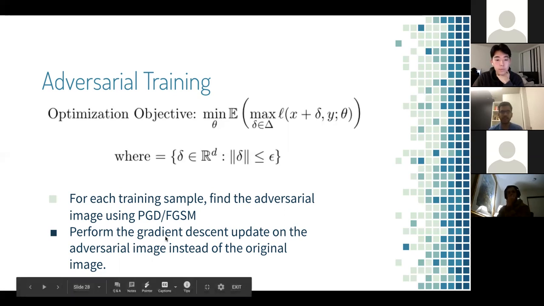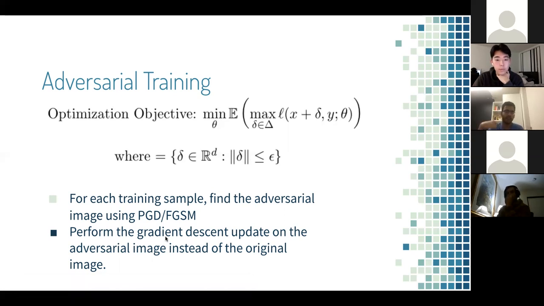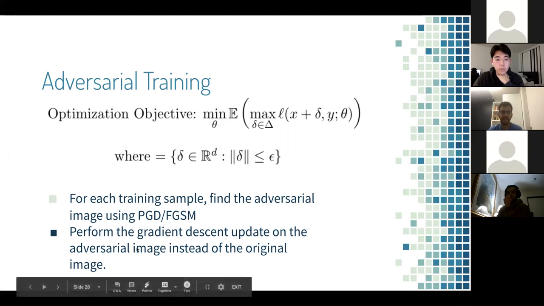Instead of using your original training data set, when you're doing your epochs, for every training example, find a corrupted image and train on that corrupted image instead. And this to date is the best defense against attacks like PGD and FGSM.